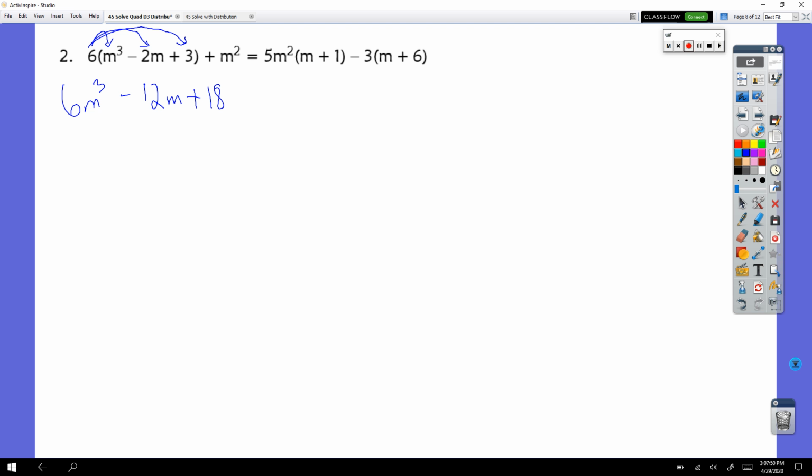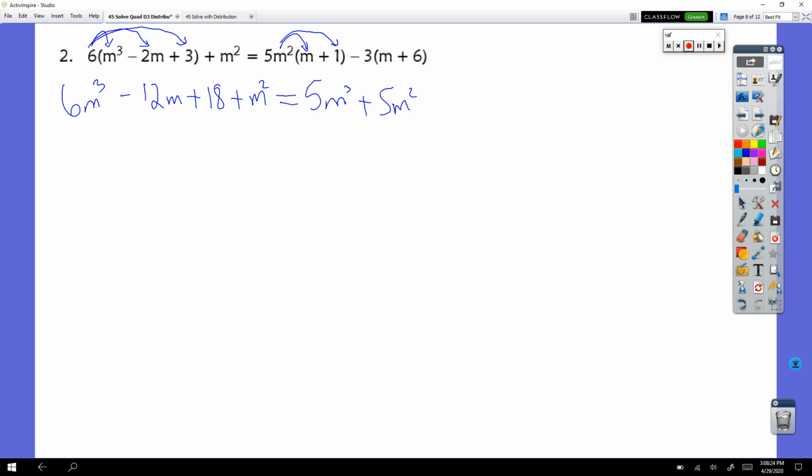Okay, so I've distributed through the 6. The plus 3m is still on the left side, plus 3m squared, so I'm going to make sure I write that down. Then I get to my equal sign. Now I'm going to distribute the 5m squared through the set of parentheses. And I'm just going to distribute to the set of parentheses that's directly after the 5m squared. So 5m squared times m is 5m cubed, and 5m squared times 1 is a positive 5m squared.